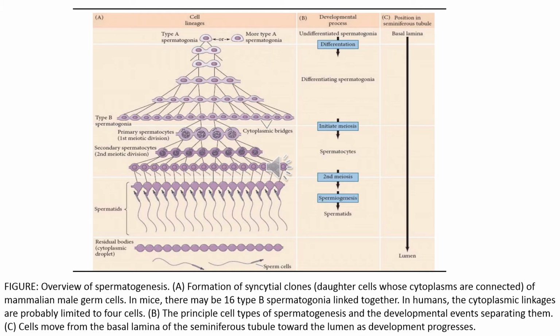Now the thing you should see here is that up till spermatids there are cytoplasmic bridges. That means each of the spermatogonia, primary spermatocyte, secondary spermatocyte, and even spermatids, they are basically connected to each other. That means there is free exchange of cytoplasmic material between these cells.